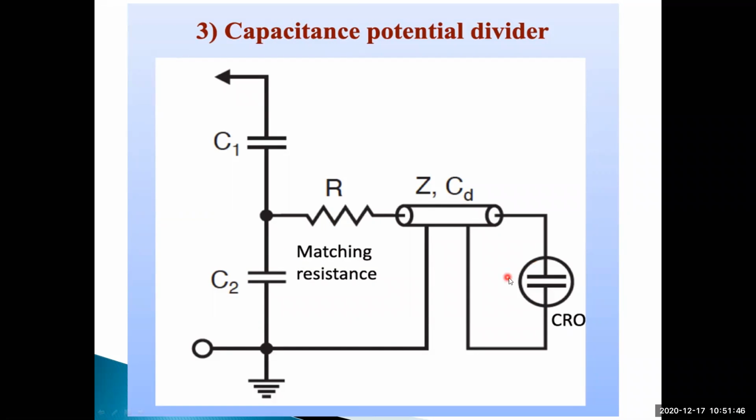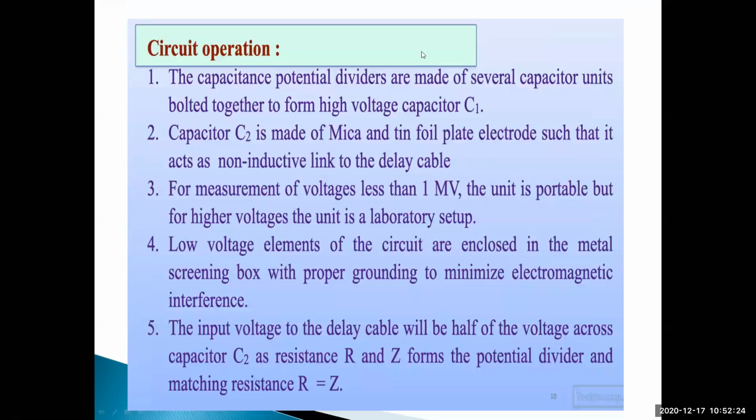So what we have to do is maintain the voltage at the input side of the delay cable with a matching resistance, so that it is half of the voltage. Then the CRO can measure the double voltage, which means the voltage across the capacitor C2 and across the CRO will become the same. So we have to maintain the half voltage at the input side, and then under open circuit condition we get the same voltage. That means the voltage across C2 and the voltage across the CRO will become the same.